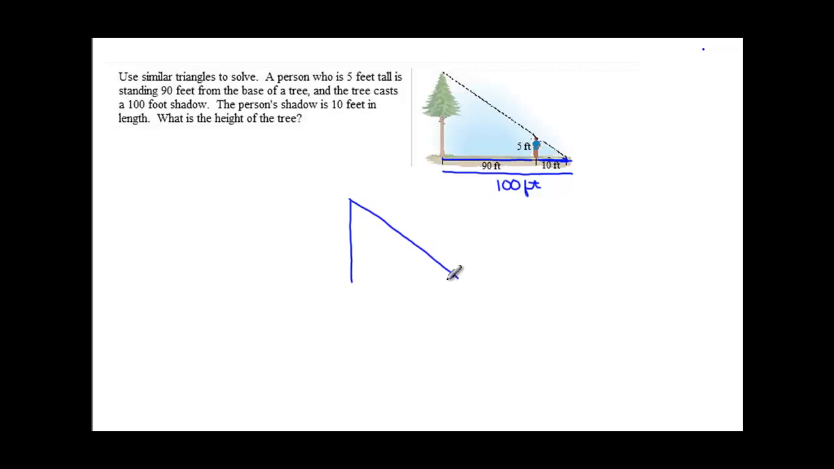Let's look at those similar triangles. I have a larger triangle and a smaller triangle. The larger triangle here, we don't know the height of the tree. In fact, that's what we're asked to find. So we'll represent that with X. And then the base of this triangle is 100 feet long. And then our smaller triangle is going to come here.